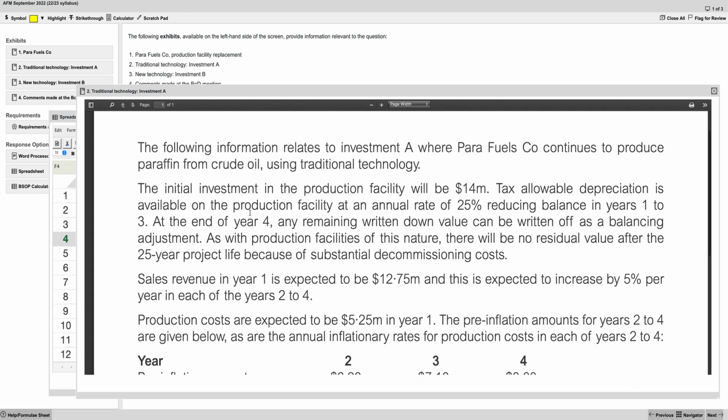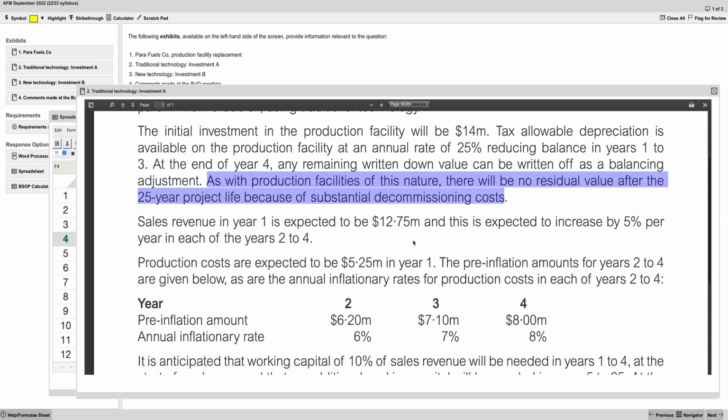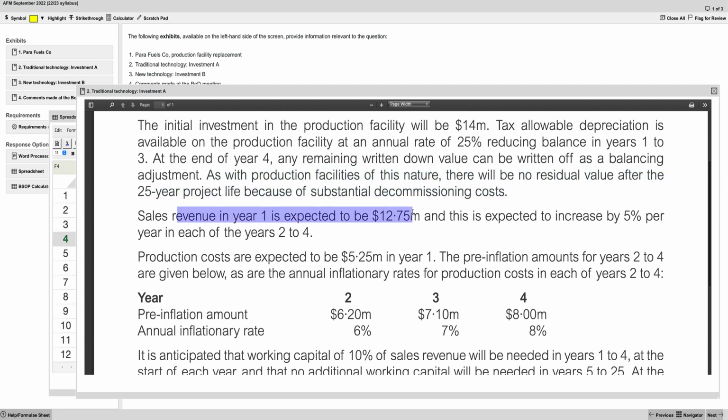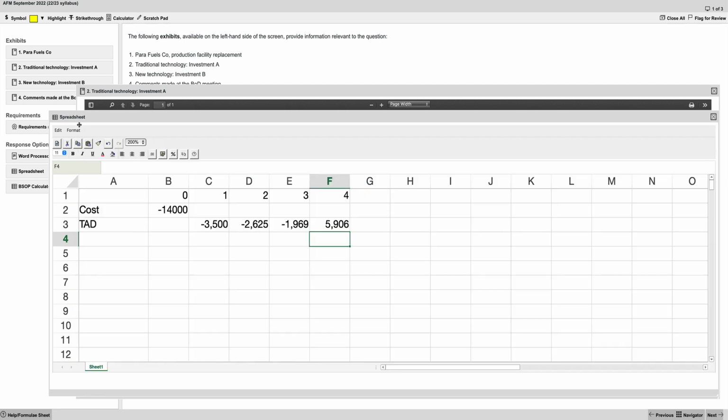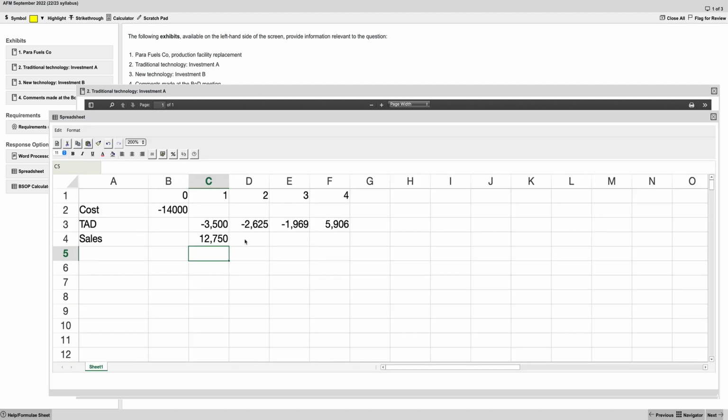Next thing, it tells me that as with production facilities, there'll be no residual value in the 25-year project. So no residual values put in. Sales revenue in year 1 is expected to be 12.75, so let's put that in. So sales, 12,750. What else have you got for me? This is expected to increase by 5% per year. Easy. So equals that times 1.05. Every year the same, so just go to the little cross there and add it all across.